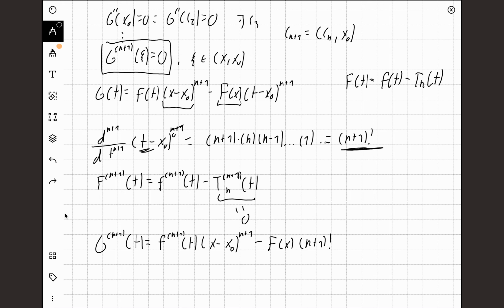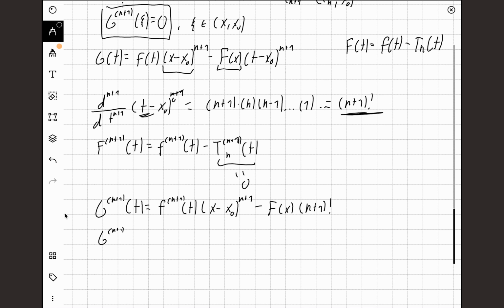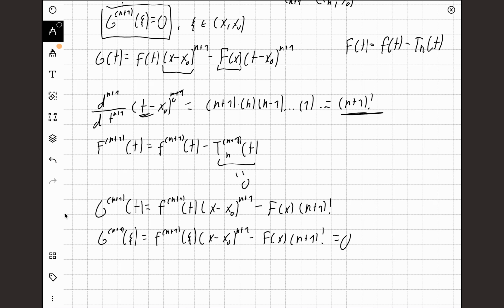And now we know that this function, g n plus 1, at the point epsilon equals 0. So if you put epsilon over here, g n plus 1 of epsilon will just equal f n plus 1 at this point epsilon. Why am I calling it epsilon? I think this point is called psi, like the Greek letter. I actually don't know. I'm just going to call it psi. Times (x minus x0) to the n plus 1, minus f of x times n plus 1 factorial, and we know that this equals 0. The n plus 1 derivative of g evaluated at this point equals 0.